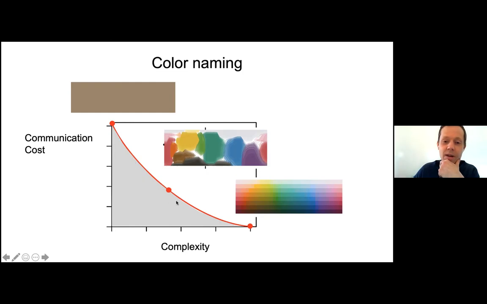Then somewhere in between, we have systems that achieve near optimal trade-off between these dimensions and are more manageable in complexity while incurring relatively low communication costs. So in between is going to be the sweet spot for actual attested linguistic systems.